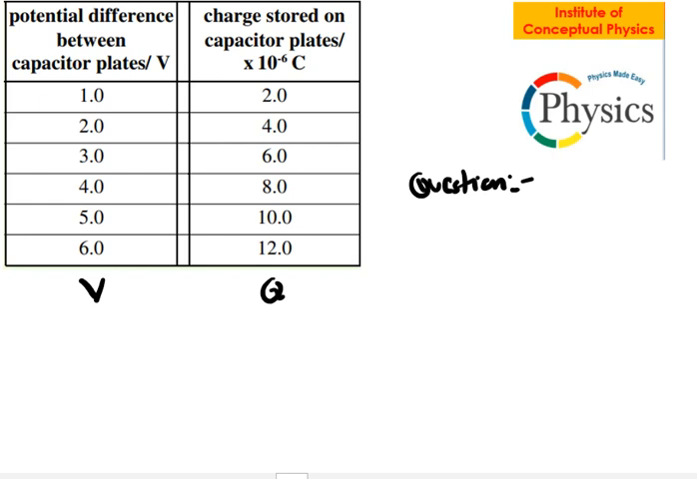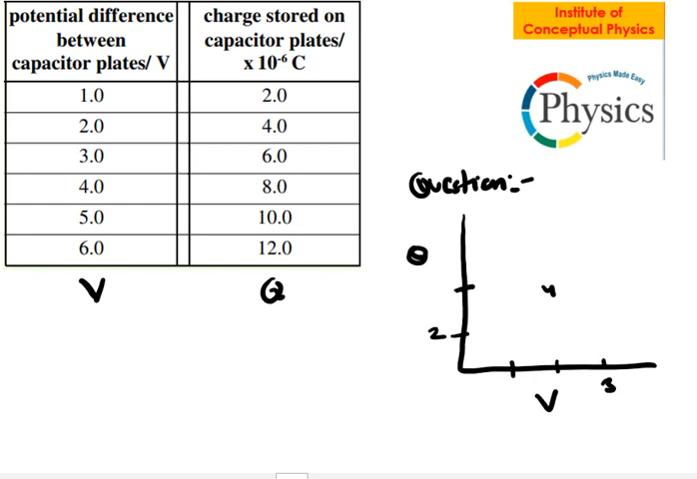If you draw a plot of this graph and write this as a Q versus V graph, you can find that as the potential is 1, the charge is 2, the potential is 2, the charge becomes 4, the potential is 3, the charge becomes 6. So you can see the pattern, it's a pretty straight line. And what you get is this.